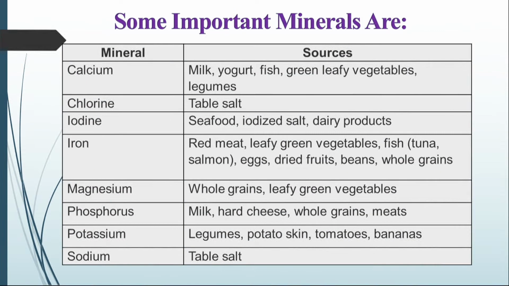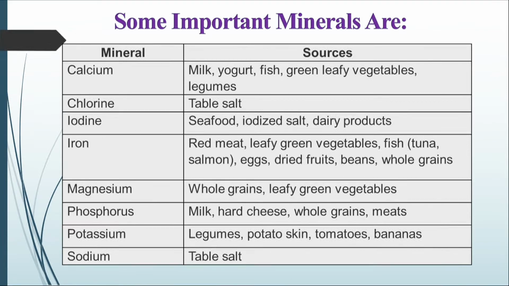Some important minerals that we must get in our diet. Calcium, which we can get from milk, yogurt, fish, green leafy vegetables, legumes. Chlorine, from table salt. Iodine, from seafood, iodized salt, and dairy products. Iron, from red meat, leafy green vegetables, fish like tuna and salmon, eggs, dried fruits, beans, and whole grains. Magnesium, whole grains, leafy green vegetables.